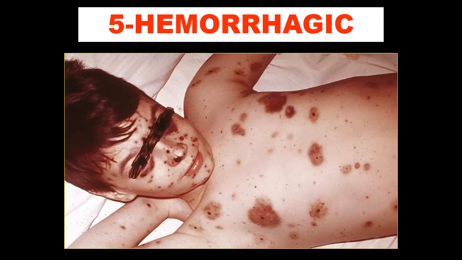Fifth, hemorrhagic inflammation. This patient has generalized multiple hemorrhagic patches and hemorrhagic rash in the skin of the face, chest, abdomen, and extremities due to vasculitis, which is acute inflammation of the cutaneous capillaries.